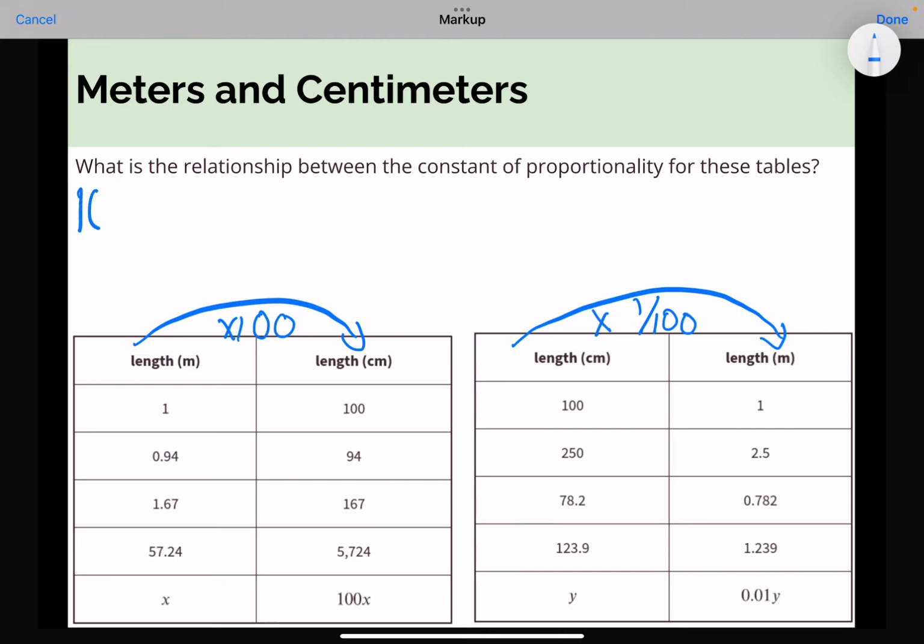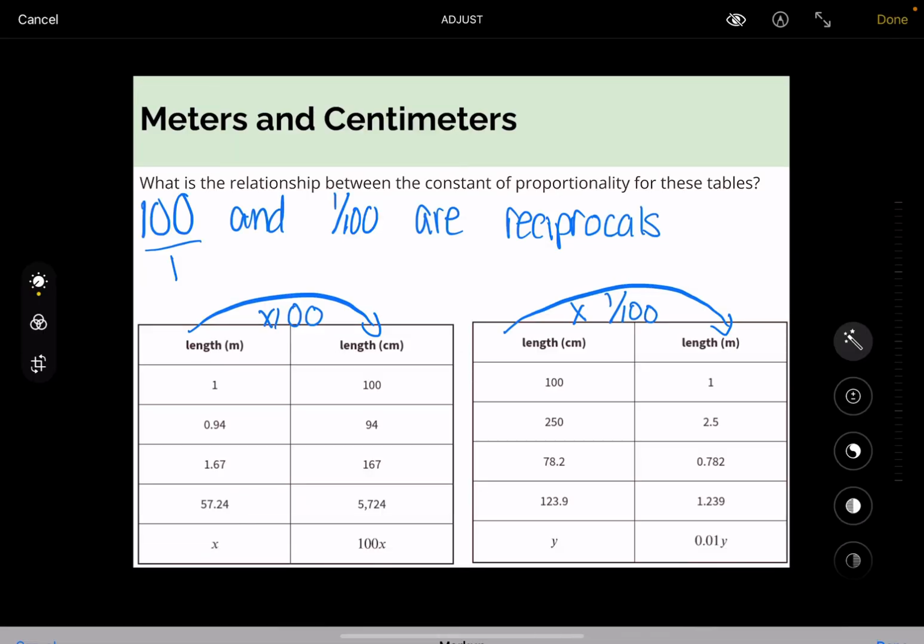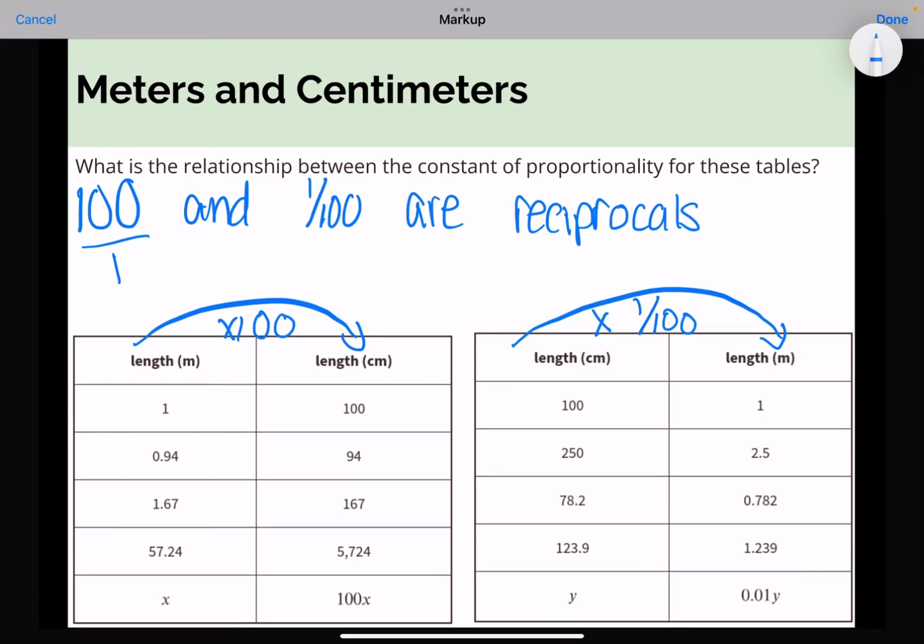So 100 and 1/100th. Both of these numbers are reciprocals. So 100 really has an imaginary 1 over it. So if we were to swap the place of the numerator and denominator, it would create 1 over 100. All right, let's move on to our next problem.